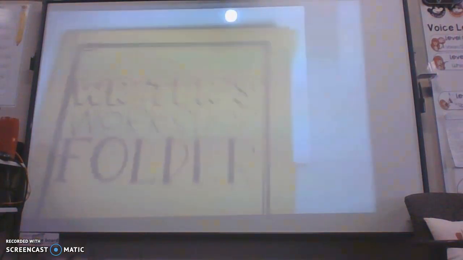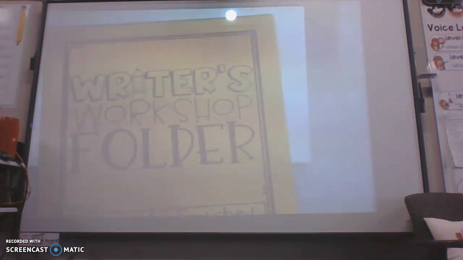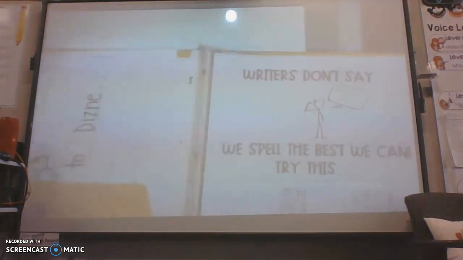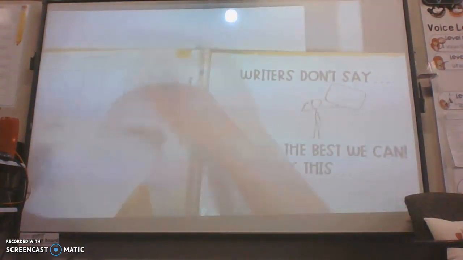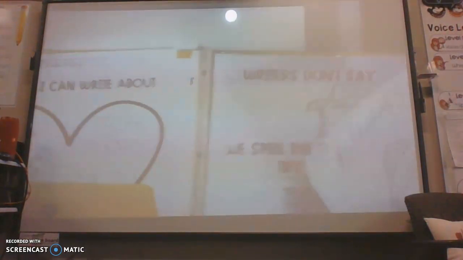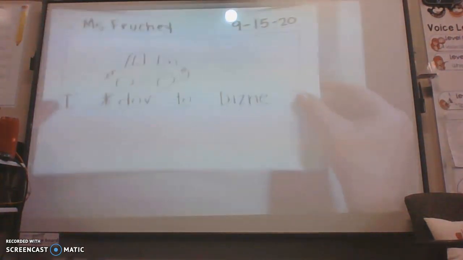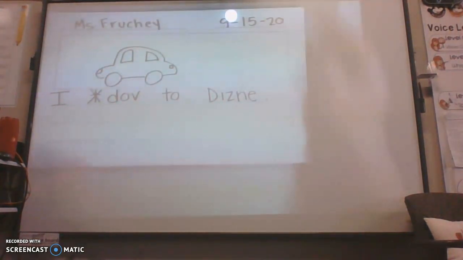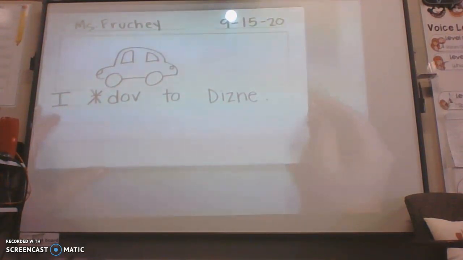I'm going to take out my writing folder, and I'm going to go ahead and take a look at the writing that I did the other day. I wrote 3 pages. I wrote about how I went to Disney. Here's my pages.